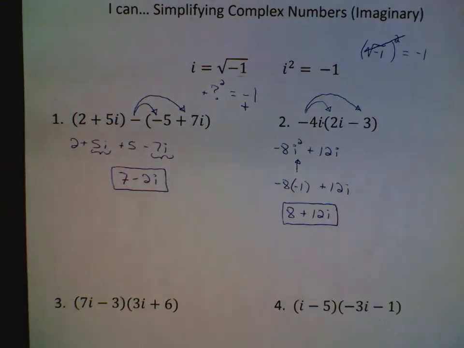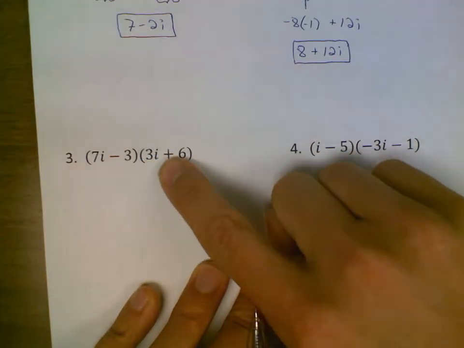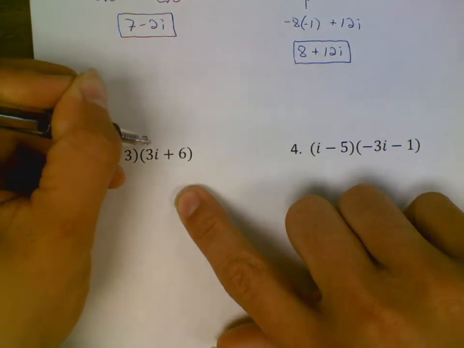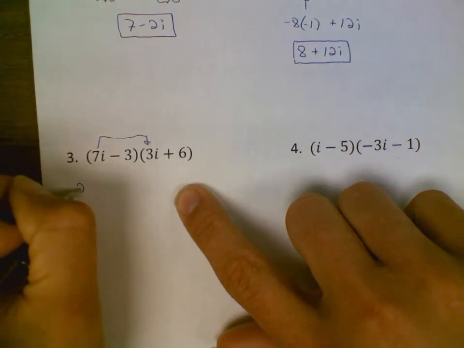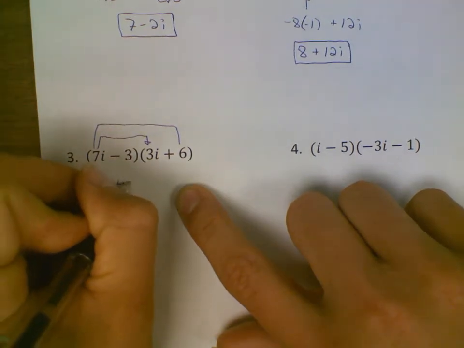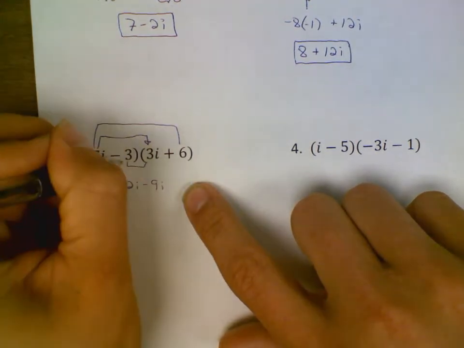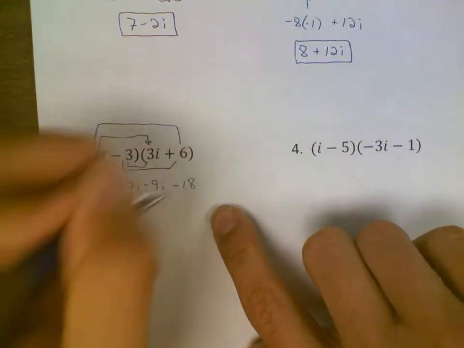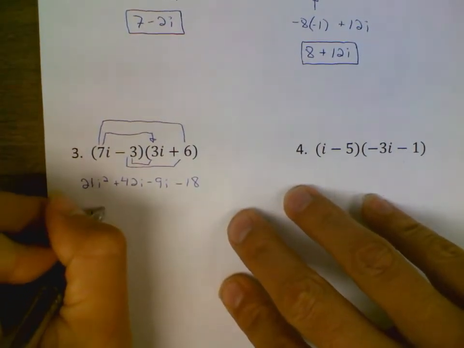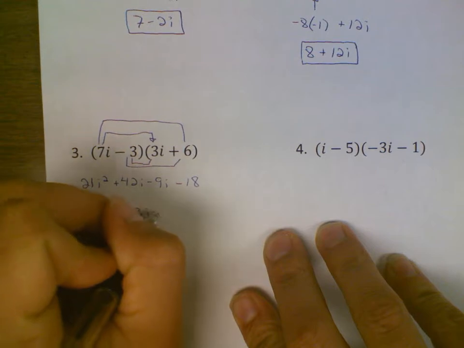All right, let's look at a few more examples. In number 3, I'm taking 7i minus 3 times 3i plus 6. I can multiply these together by distributing. 7i times 3i is 21i squared. 7i times 6 gives me 42i. Then -3 times 3i is -9i, and -3 times 6 is -18. Once again, I want to combine the like terms. I get 21i squared plus, if I take 42 minus 9, that's 33i, minus 18.